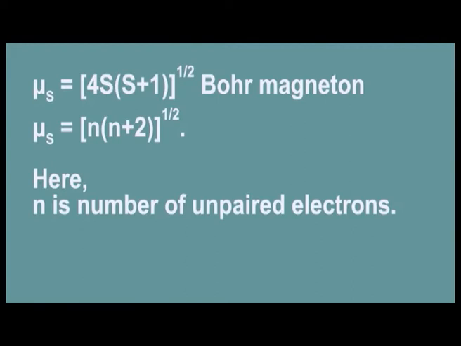In transition metals, especially in the 3d series, the orbital contribution is usually quenched out by interaction with the electric field of the ligand in its environment. Thus, as a first approximation, the magnetic moment can be calculated using the simple spin formula, that is mu s is equal to root under 4s into s plus 1 Bohr magneton. When we calculate this in terms of number of unpaired electrons, mu s becomes root under n into n plus 2 Bohr magneton. Here n is the number of unpaired electrons and mu is the magnetic moment.